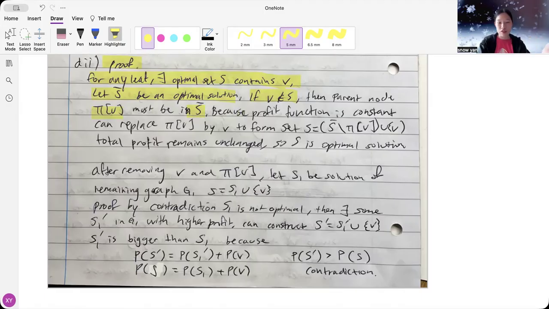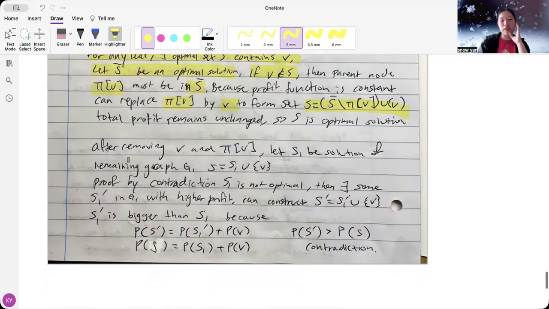Because the profit function is constant, we can replace this parent by our V to form the set S-bar equals this thing, right? And because we can swap it, the total profit would remain unchanged. So S-bar would be an optimal solution as well. So there could be two existing optimal solutions. So that's why our leaf can always be included into the optimal set.